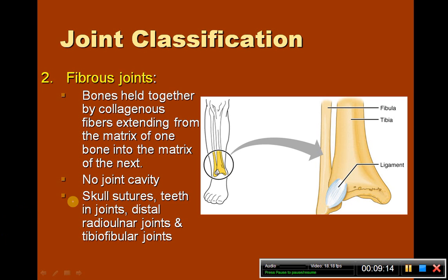Okay. Another key: no joint cavity. That was the synovial joints. These are a connective tissue. They're just fibrous. They're helping support things or hold them together. And you can see that's a ligament connecting the two.